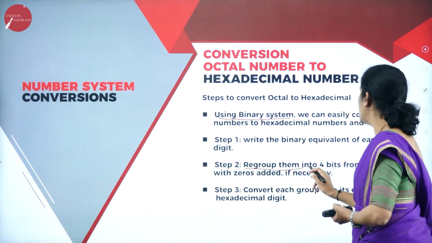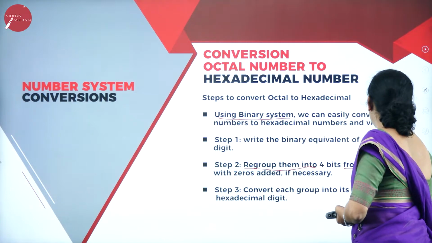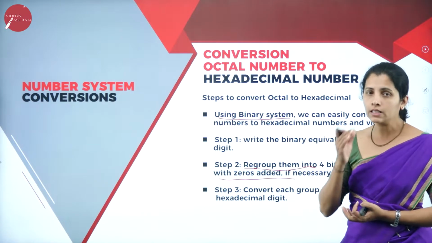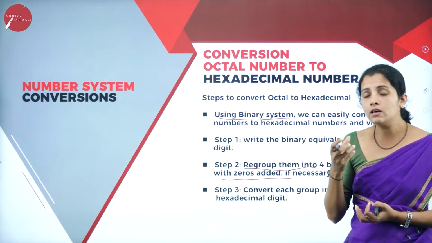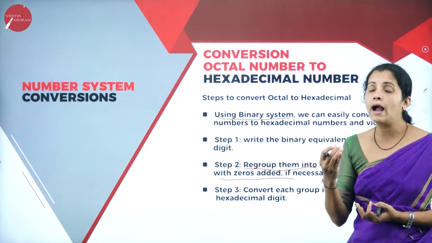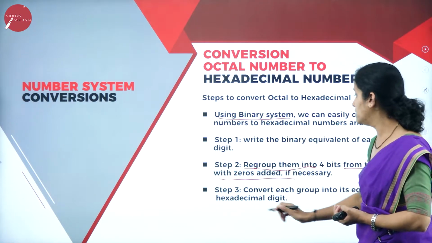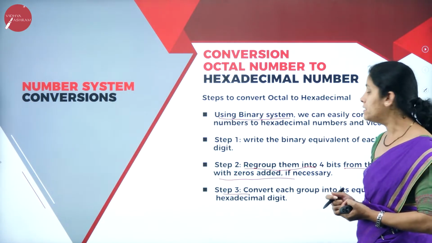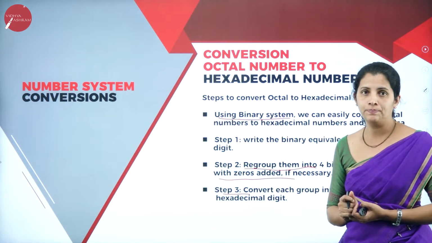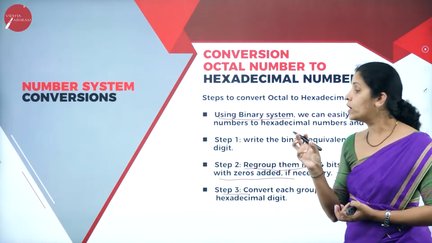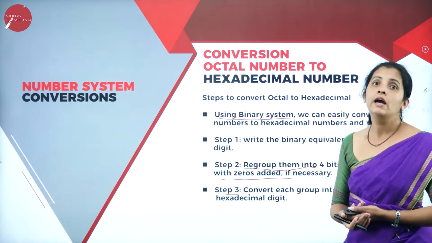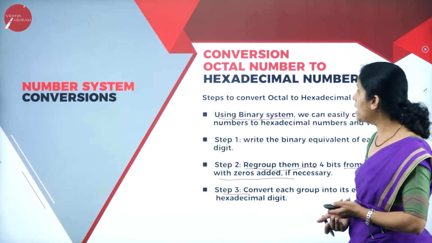So regroup them into 4 bits from the right side, with zeros added if necessary. That means if I want to make a group of 4 bits, and it is necessary, I can add 0 at the end. In step 3, convert each group into its equivalent hexadecimal number. After making the groups, I want to convert each group into its hexadecimal equivalent value.